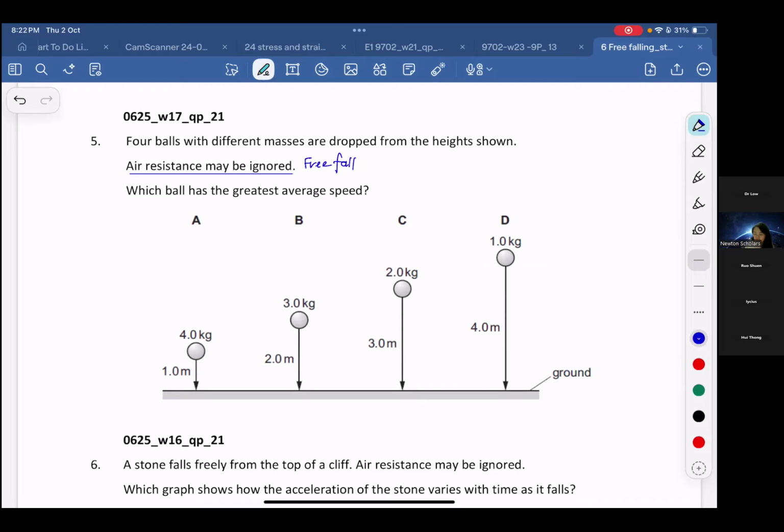Okay, because we are talking about acceleration, the object will accelerate, right? Accelerate at 9.8 meter per second square. Accelerate meaning speed will keep on increasing. It will keep on increasing with time.